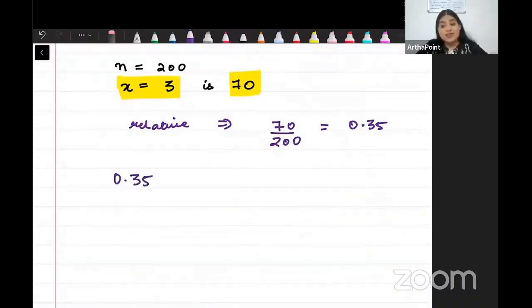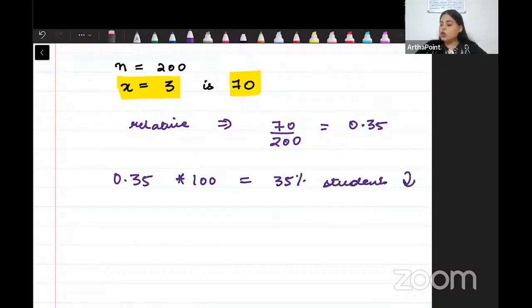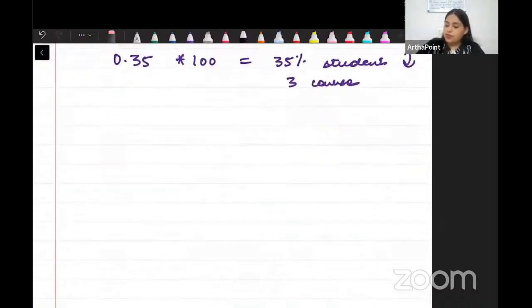Also, you can convert this into a percentage. If you multiply by 100, that means 35% of students have taken 3 courses in the semester. Are you getting it? So relative frequency is also going to help you to identify the percentage. And in very simple terms, it is telling you the proportion of people who are doing a particular task.